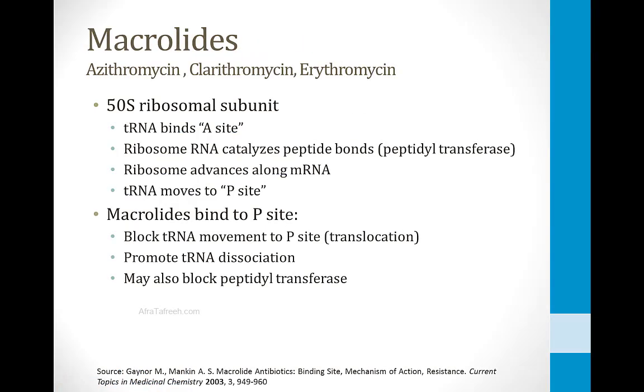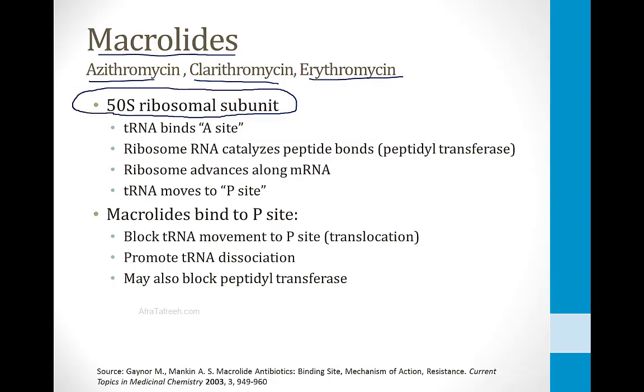The next class of protein synthesis inhibiting antibiotics are the macrolides, and these are drugs like azithromycin and clarithromycin and erythromycin. And all of these drugs bind to the 50S ribosomal subunit, and they block the process of translocation, which is the process whereby the ribosome moves down the messenger RNA and reads the template and synthesizes a protein.